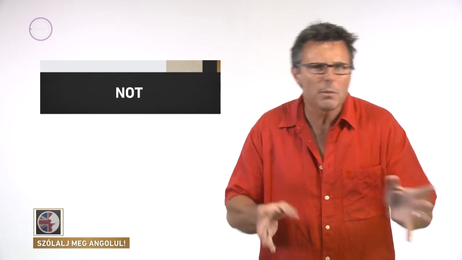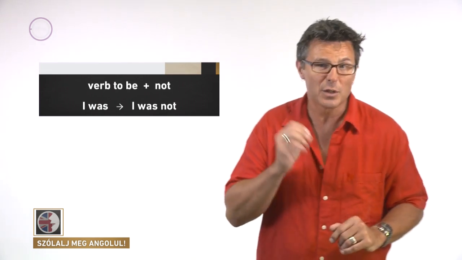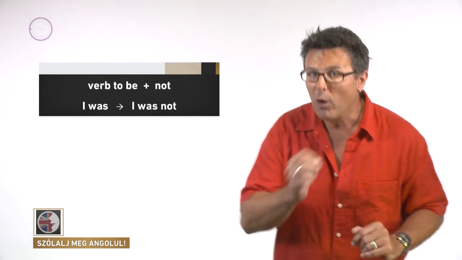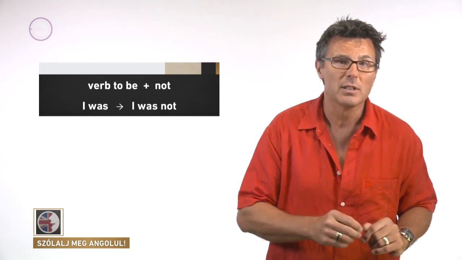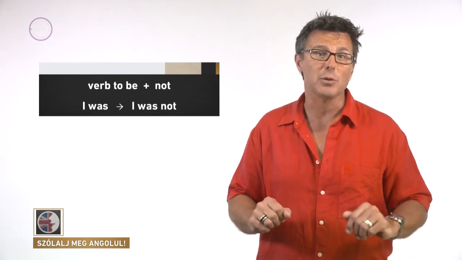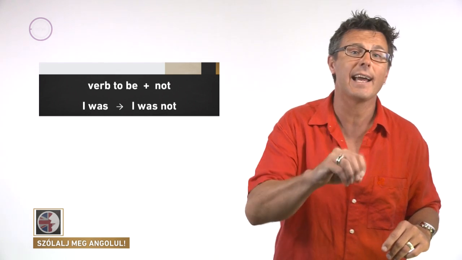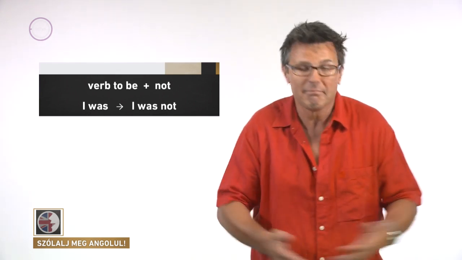Okay, so where do we put it? Well, where do you think would be the best place? That's right. We add not to the verb to be. I was becomes I was not. And then all we have to do is add the verb with the same ing ending. And that's it. Simple, isn't it?